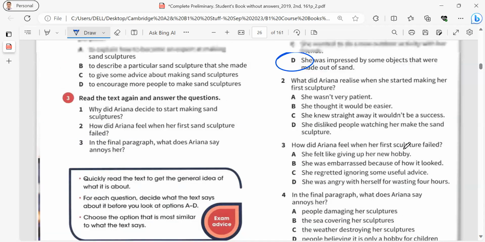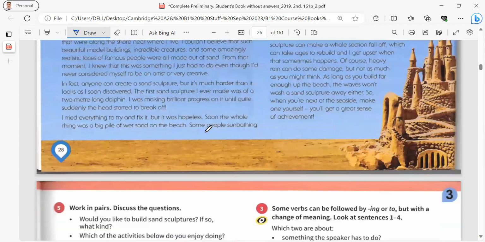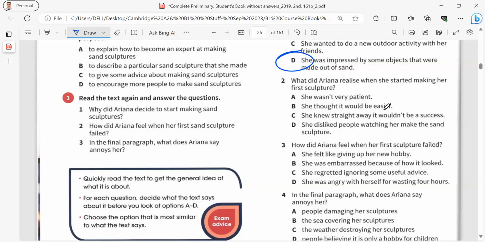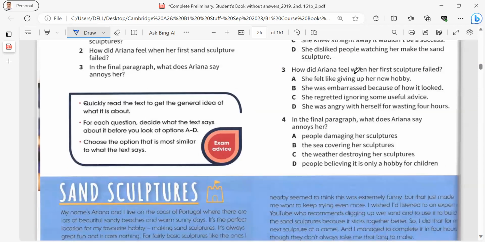Teacher, I want to read it in your... Number two: what did Adriana realize when she started making her first sculpture? Okay, I think it's B. She thought it would be easier. Perfect. Type three: how did Adriana feel when her first sculpture failed?